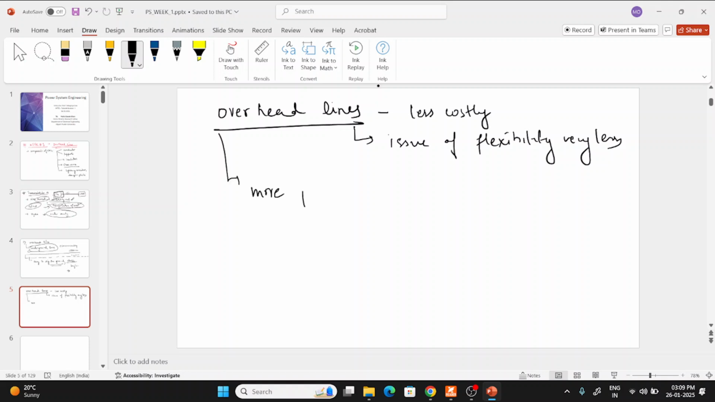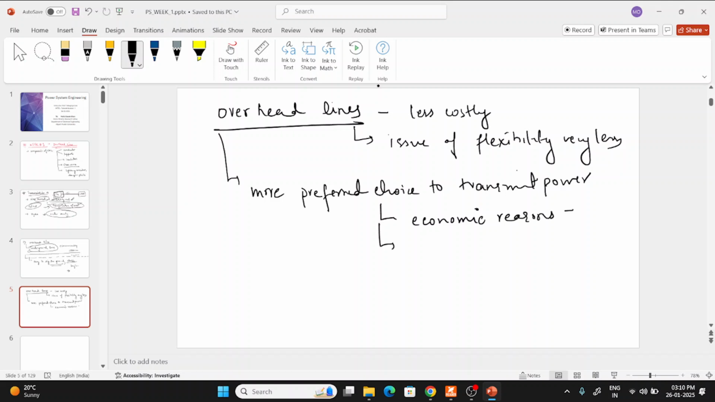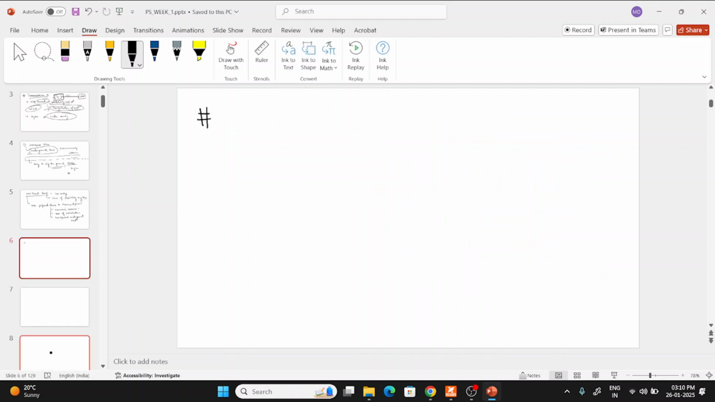It is the more preferred choice to transmit power due to economic reasons, and also ease of installation, and less affected by the underground conditions.